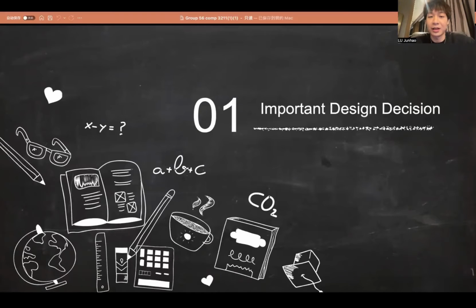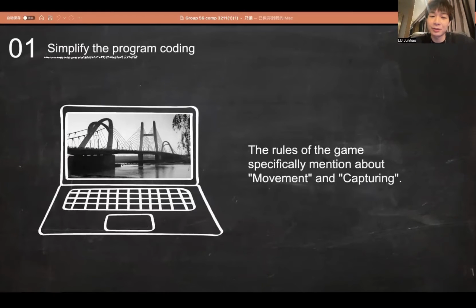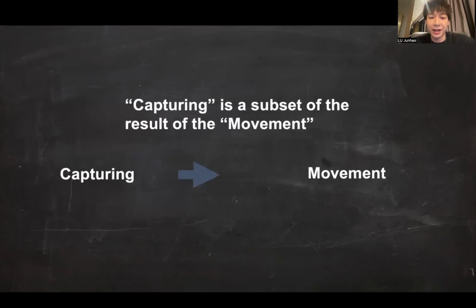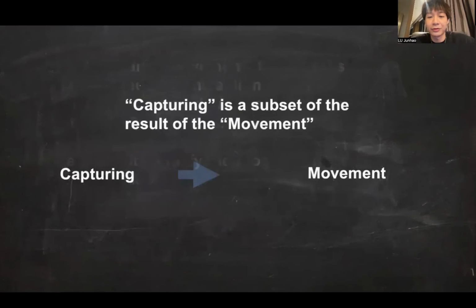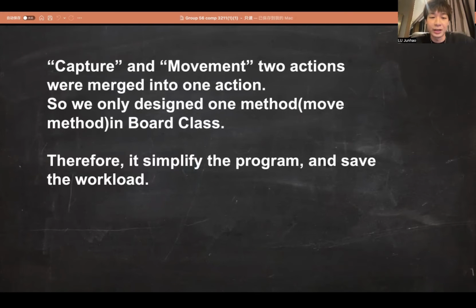So here are the important design decisions in our project, which is to simplify the program. Since the rules of the game specifically mention movements and capturing, and capturing is actually a subset of the result of the movement, capturing and movement, these two actions, can actually be merged into one. And the only method, move, is decided in the board class, hence saving the workload.